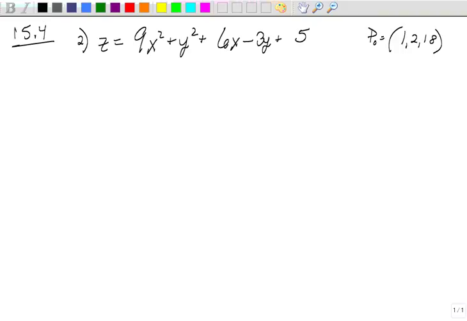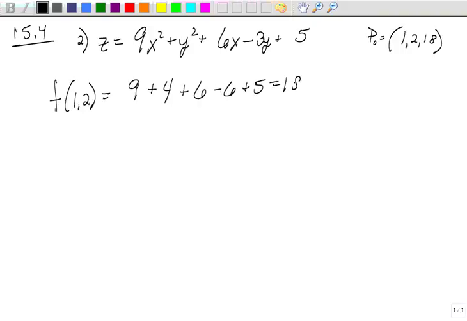Let me just check this. f of xy. f at 1, 2 is going to be 9 plus 4 plus 6 minus 6 plus 5, and that's 18. Okay, and the partial with respect to x is going to be 18x plus 6, since y is a constant so anything with y is going to be 0, and f of y is going to be 2y minus 3.